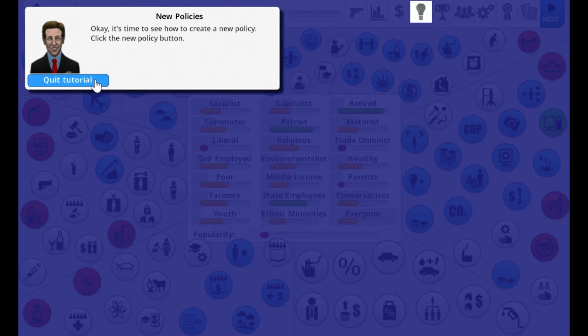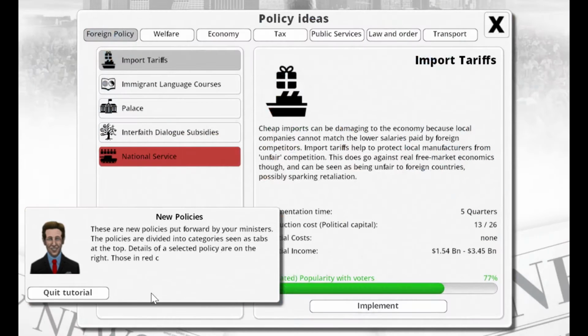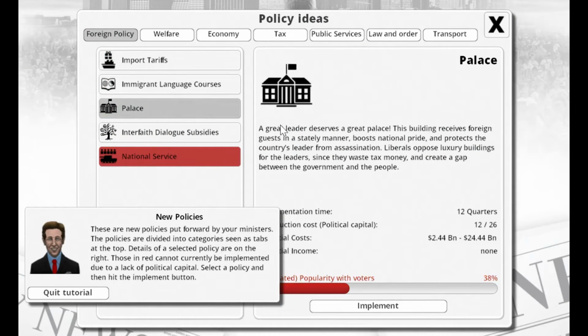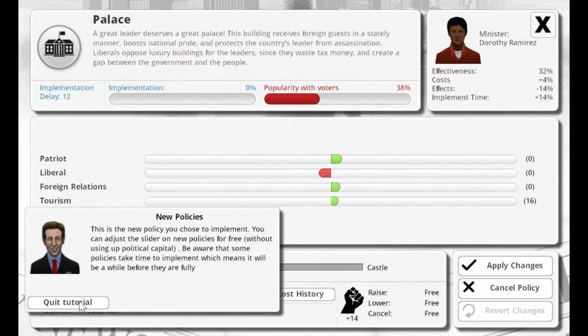I think I got this generally. Let's go to tutorial. Okay, it's not letting me. Click the tutorial. Implement? Okay, get it.